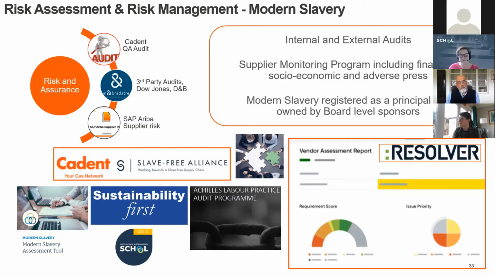And then finally, within our SAP Ariba system, which is our ERP system, we have a supplier risk module that again caters for monitoring and questioning around modern slavery. We are members of the Slave Free Alliance, and we are members of the school, as I said. So on the bottom left-hand corner, we have a number of external bodies that help us with our journey into controlling and managing modern slavery.